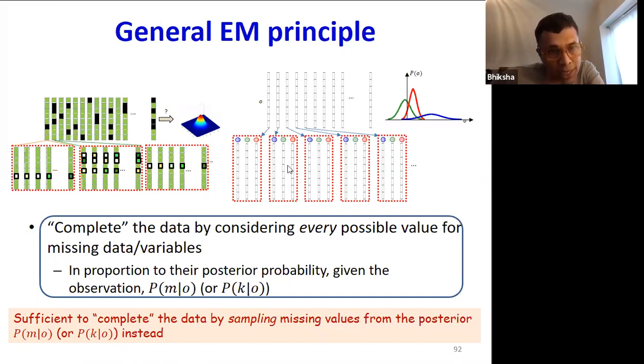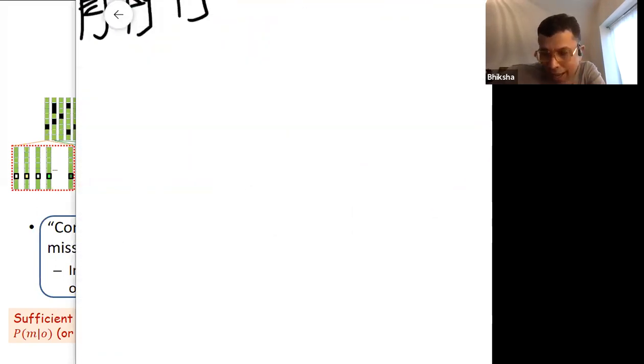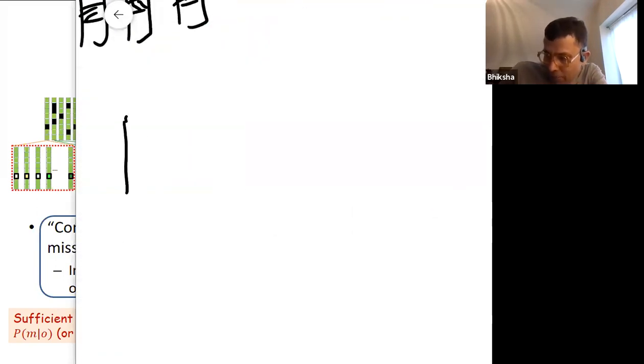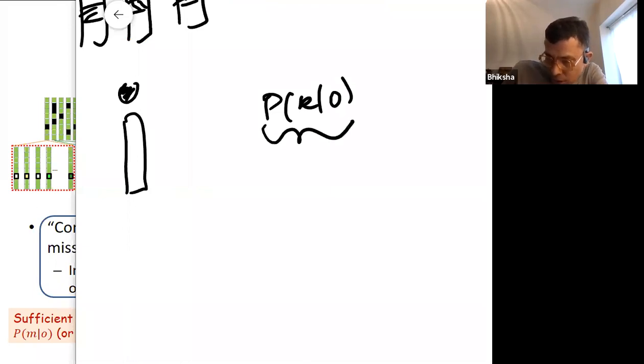I can do this in both cases. So in the Gaussian case, what I would do is I have this vector. I don't know which Gaussian it came from, but then I can compute the a posteriori probabilities of the Gaussians. This is a probability distribution. I can draw the color of the Gaussian from this guy by sampling this distribution repeatedly.